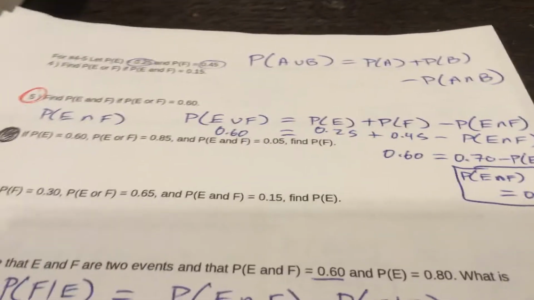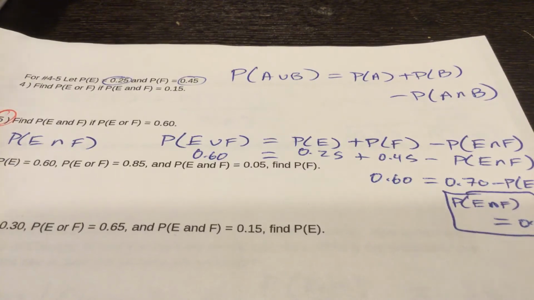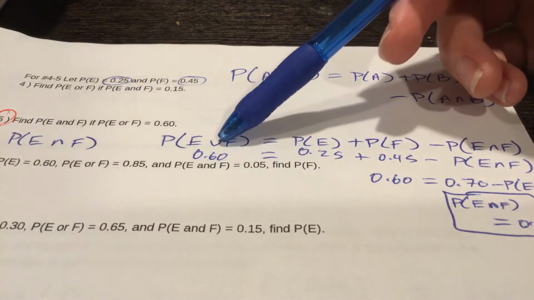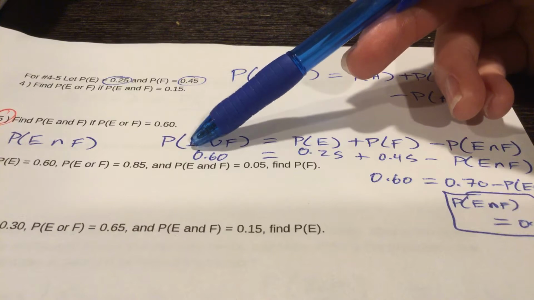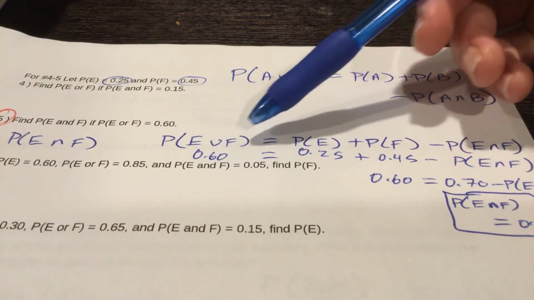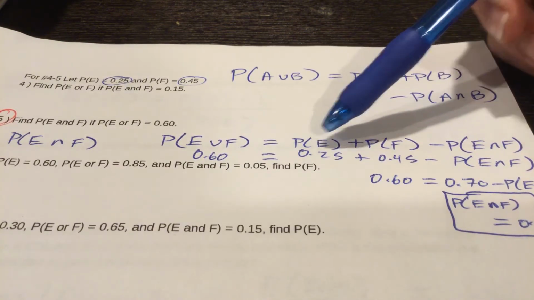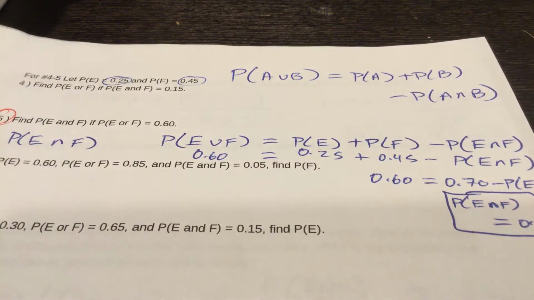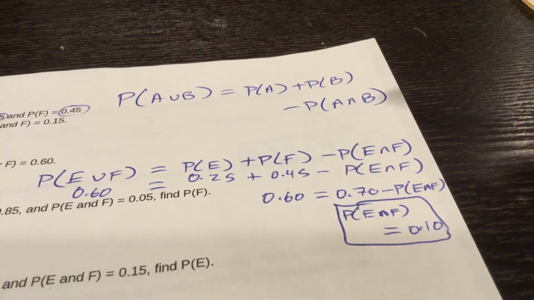So, I do want you to write this statement on each one you do. Got plenty of time to do this. The probability of E or F is equal to the probability of E plus the probability of F minus the probability of E and F. Yes, do write that each time we do one of these problems. For you, it looks like 2 and 3.